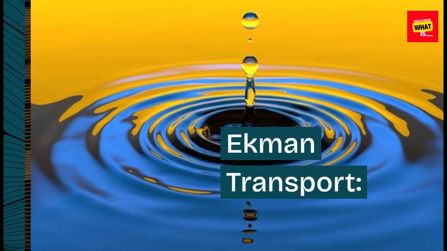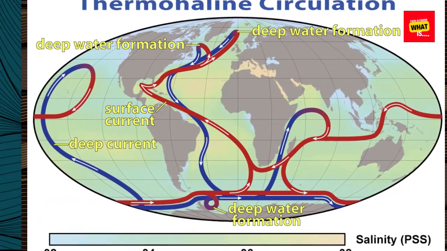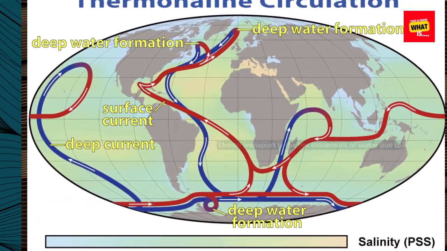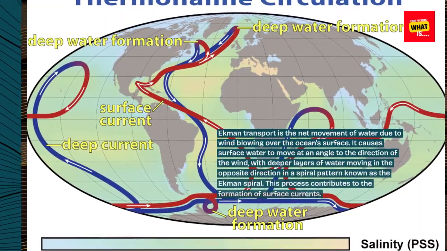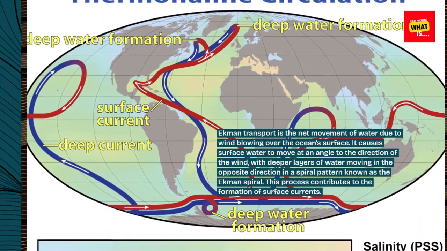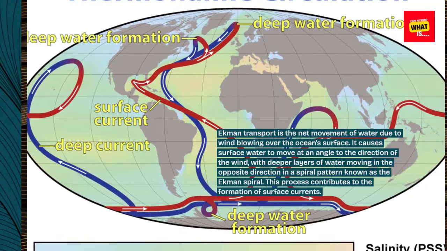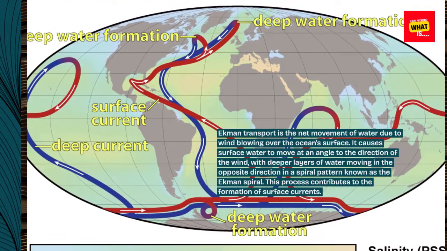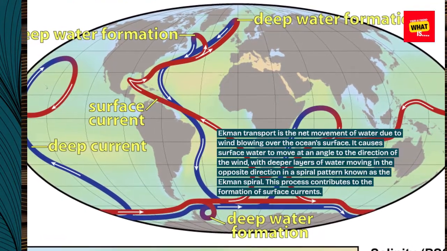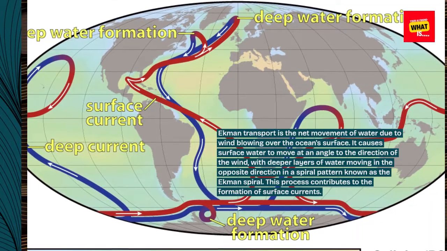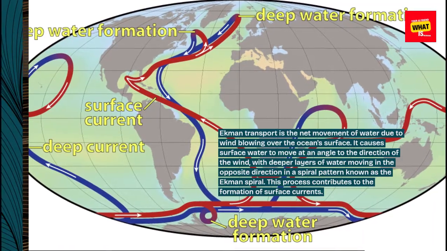Ekman transport. Ekman transport is the net movement of water due to wind blowing over the ocean's surface. It causes surface water to move at an angle to the direction of the wind, with deeper layers of water moving in the opposite direction in a spiral pattern known as the Ekman spiral. This process contributes to the formation of surface currents.